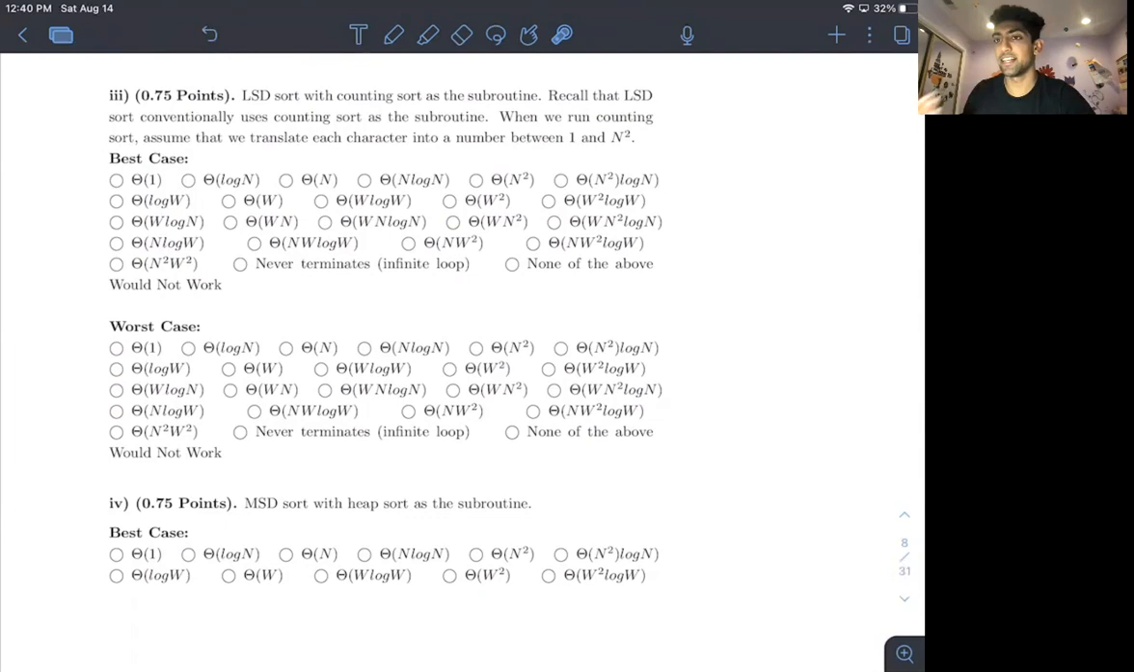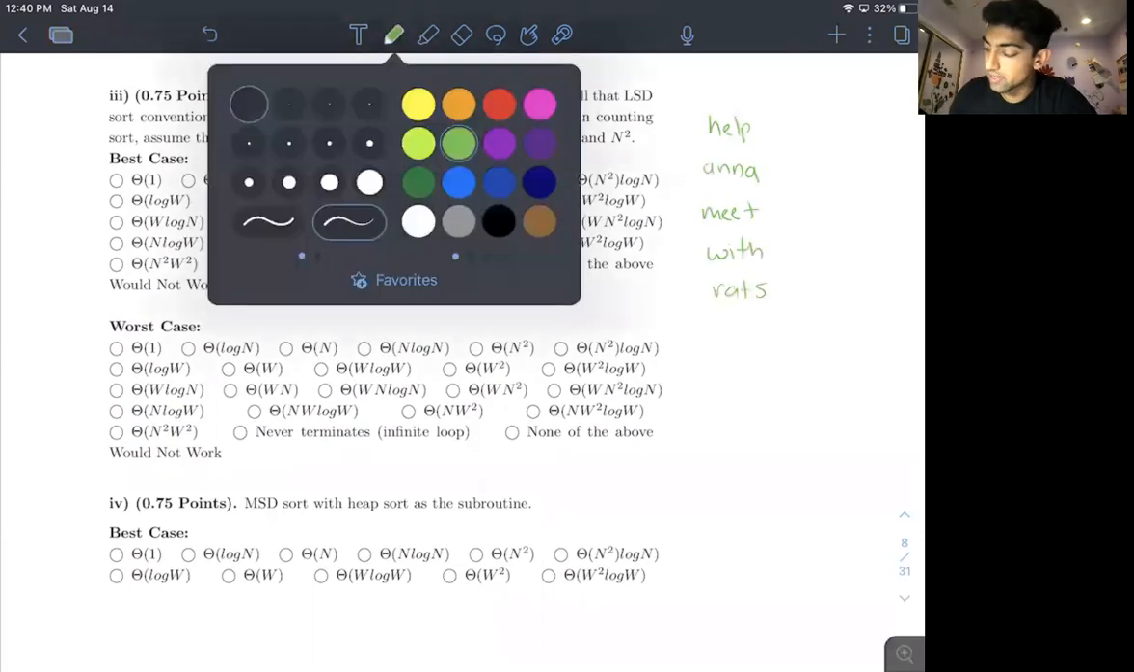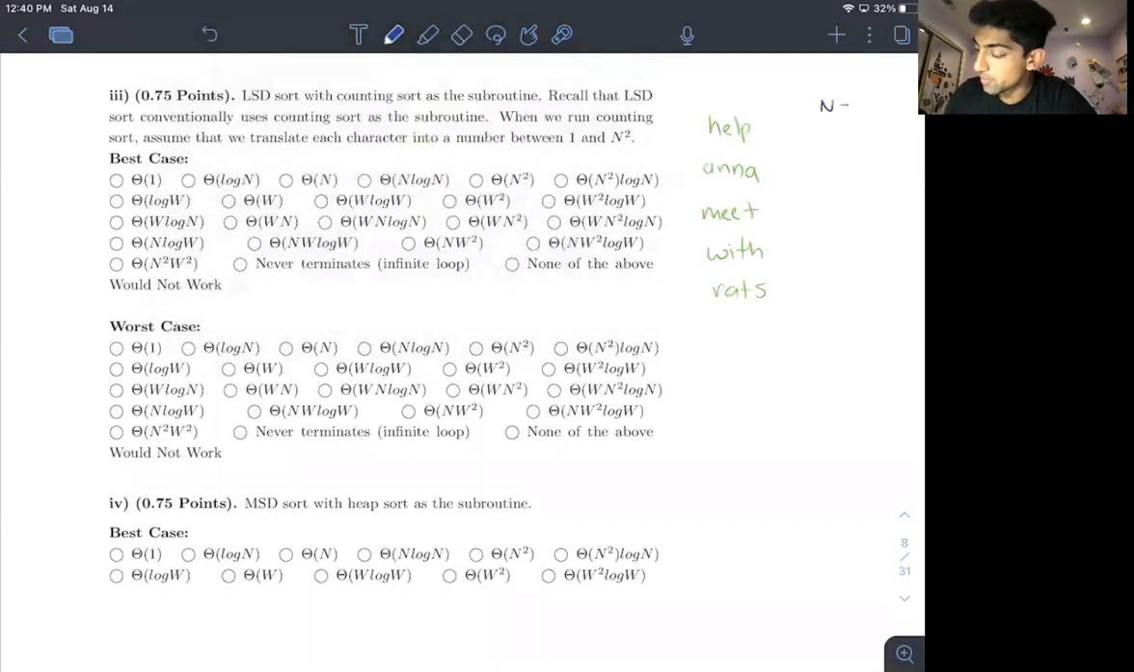So let's think about this in terms of some strings. Okay, so let's say that we have 5 strings. Let's say help, and meet, with, rats. Okay, so what I want to notice here is that n, the number of strings we have, is 5, right? Each string is of length 4.